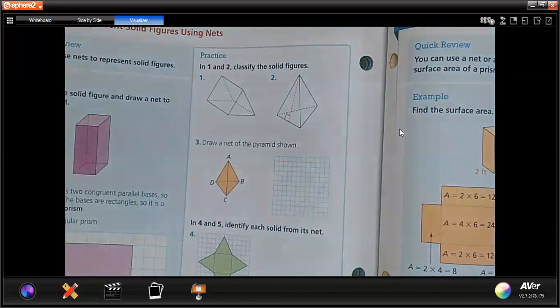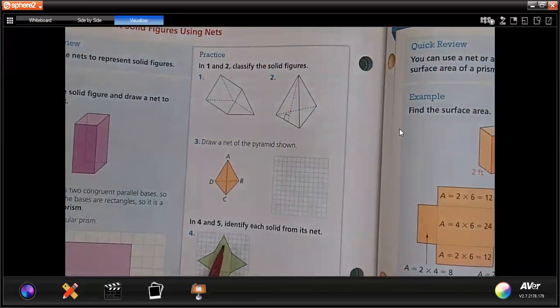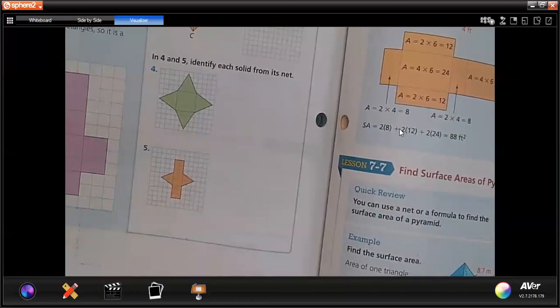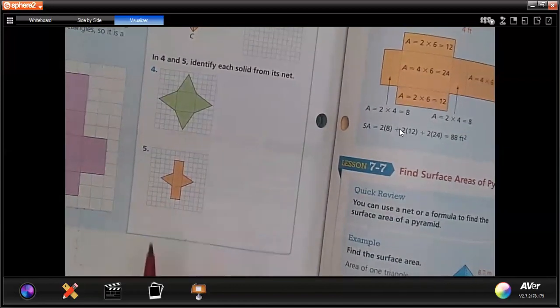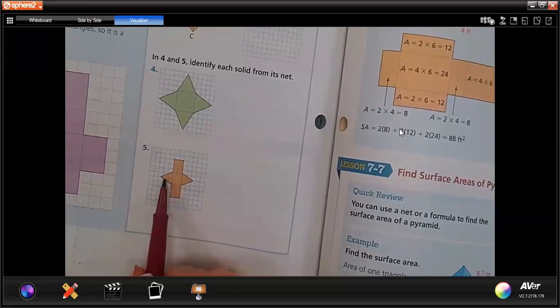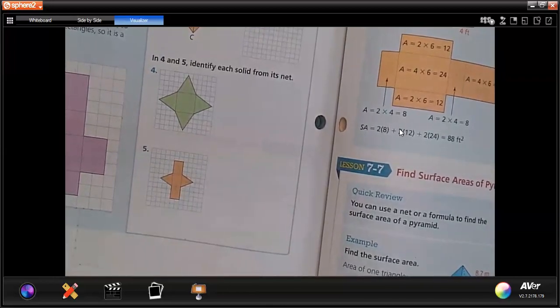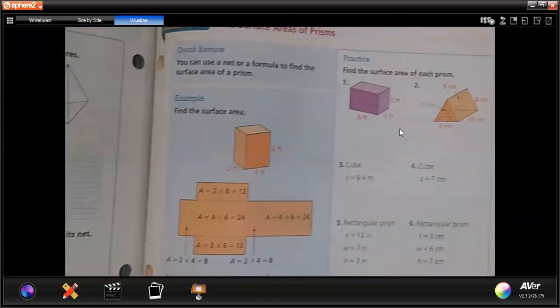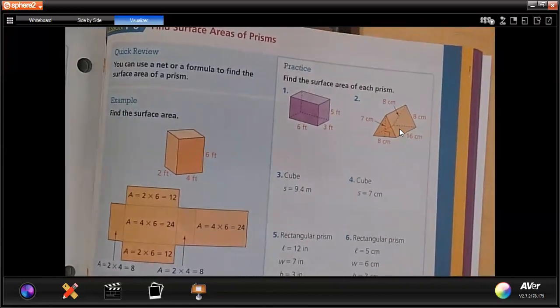Okay, next up, for number 4, that's going to be a square pyramid because I can see my square base and then my triangular faces telling me that's a square pyramid. And then the last one is going to be another triangular pyramid because I've got my 2 different triangular faces here and the 3 rectangular sides. Okay, let's move on. Let's talk about finding the surface area of these shapes now.